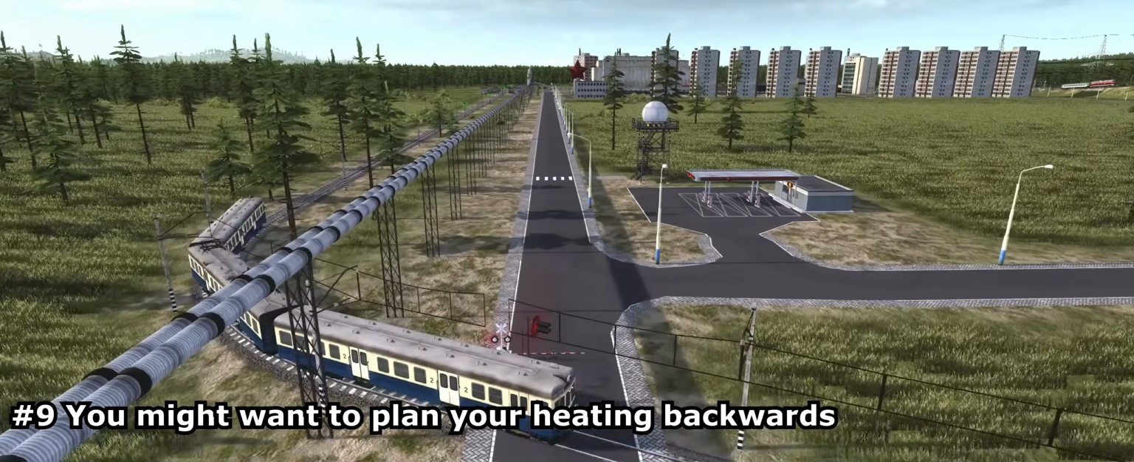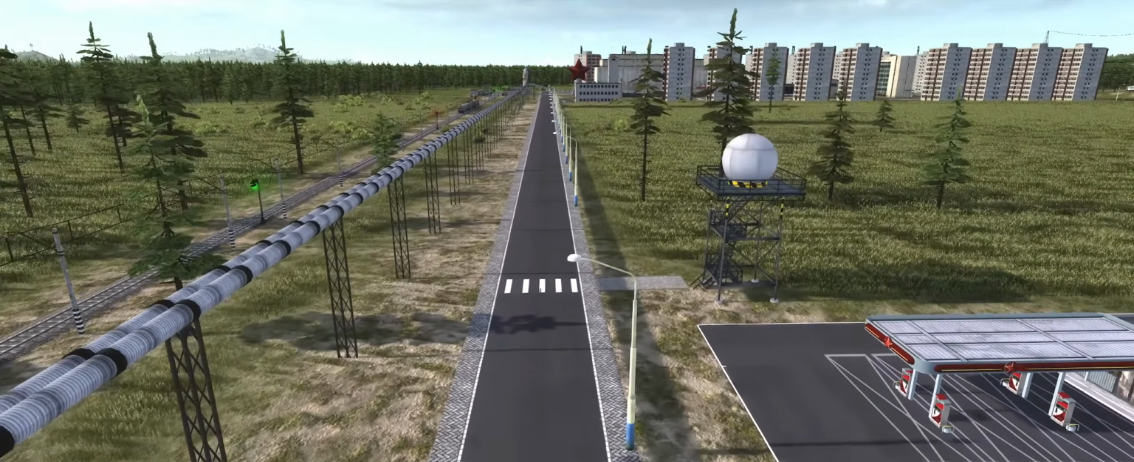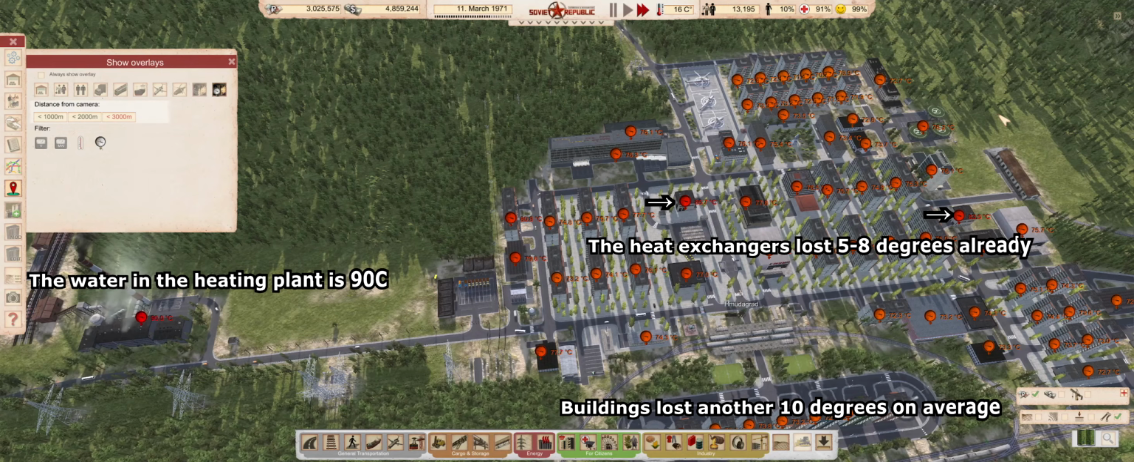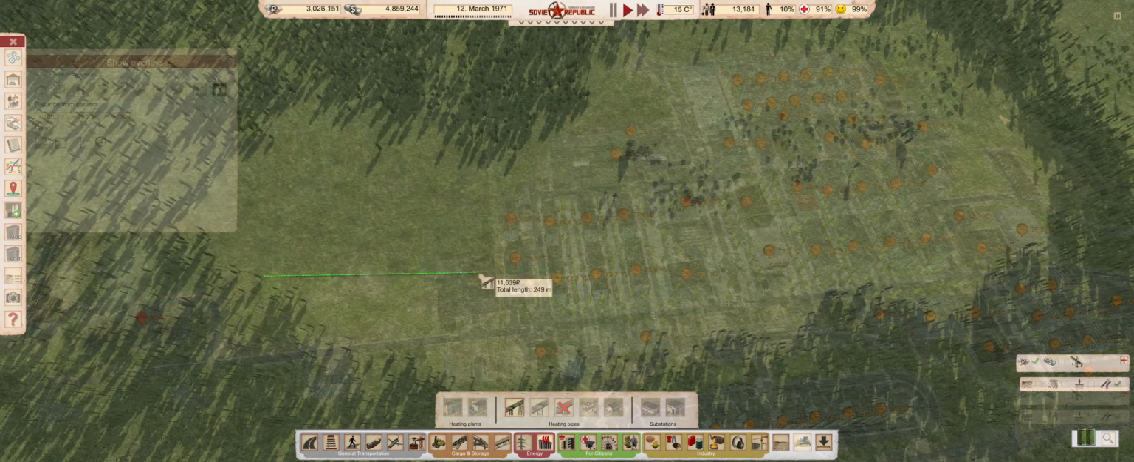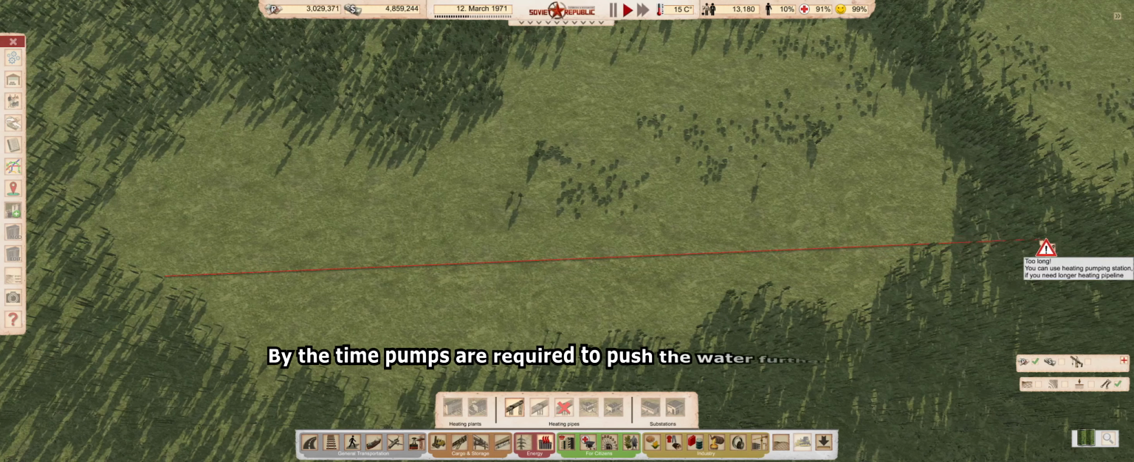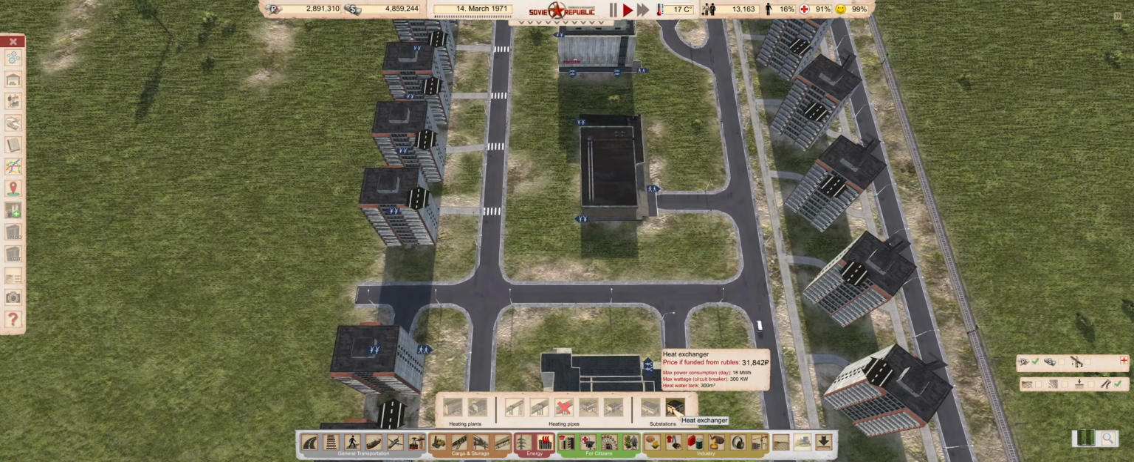Number 9. You might want to plan your heating backwards. The quirk of the central heating system is that the water in your pipes loses temperature the further it has to go. At the same time, heating plants put out quite a bit of pollution, so it is best to have them away from cities. Heating pipes have enough pressure in them to move the water for about 1,000 meters. After that you need to add a pump, but at this point losses in heat energy due to distance are starting to become a problem.